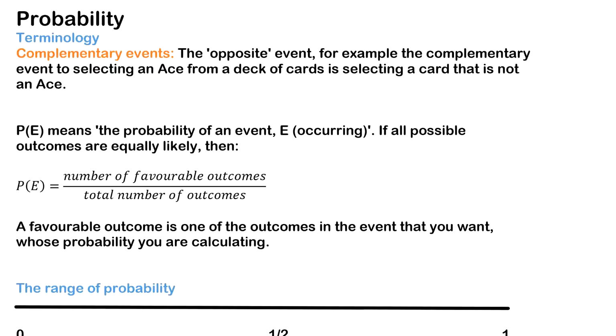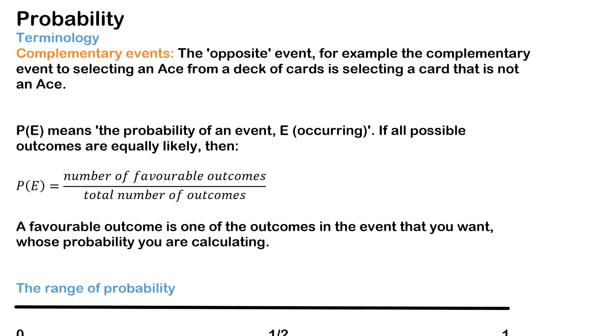In this video, we will cover probability. Before we start, we'll cover some terminology. A complementary event is the opposite event. For example, the complementary event to selecting an ace from a deck of cards is selecting a card that is not an ace. They're opposite events.